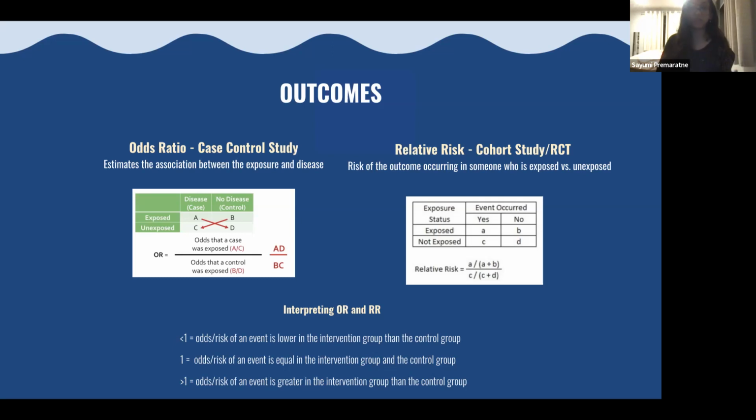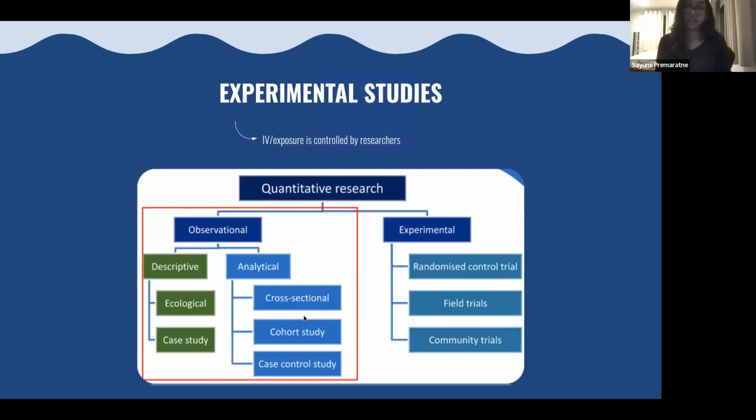So you can't always say it's because of the exposure, but it can give you a bit of an indication of whether it makes something more or less likely. Okay, so the last one is experimental studies. So these are when we actually assign the exposure. So there's 3 different types.